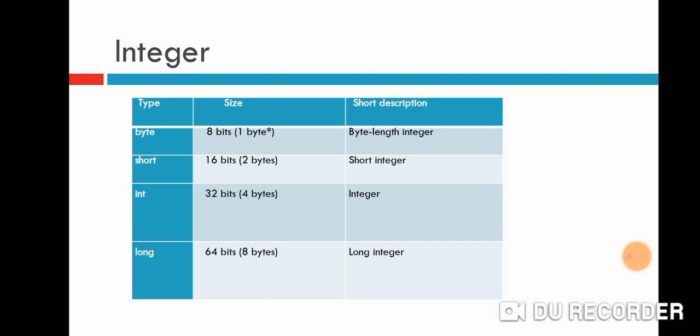When we talk about a byte, its size is 8 bits, that is 1 byte. Short is 16 bits, that is 2 bytes. Int is 32 bits, that is 4 bytes. Long is 64 bits, that is 8 bytes. The values that can be stored in these depend on which data type is being used in the program.